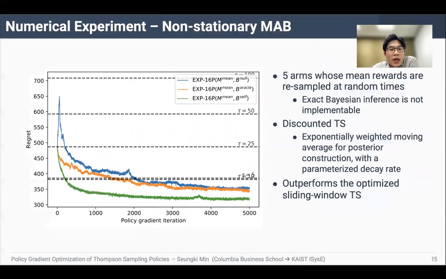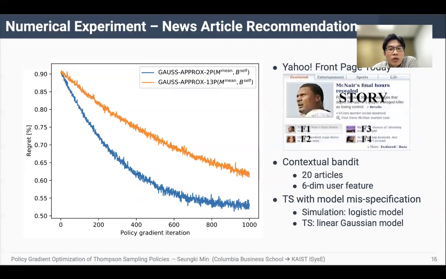Great, and we can apply the same idea to the non-stationary setting or to a more realistic situation, the news article recommendation example. This is an example of a contextual bandit problem, and we can see the Thompson sampling can be improved a lot after the training.